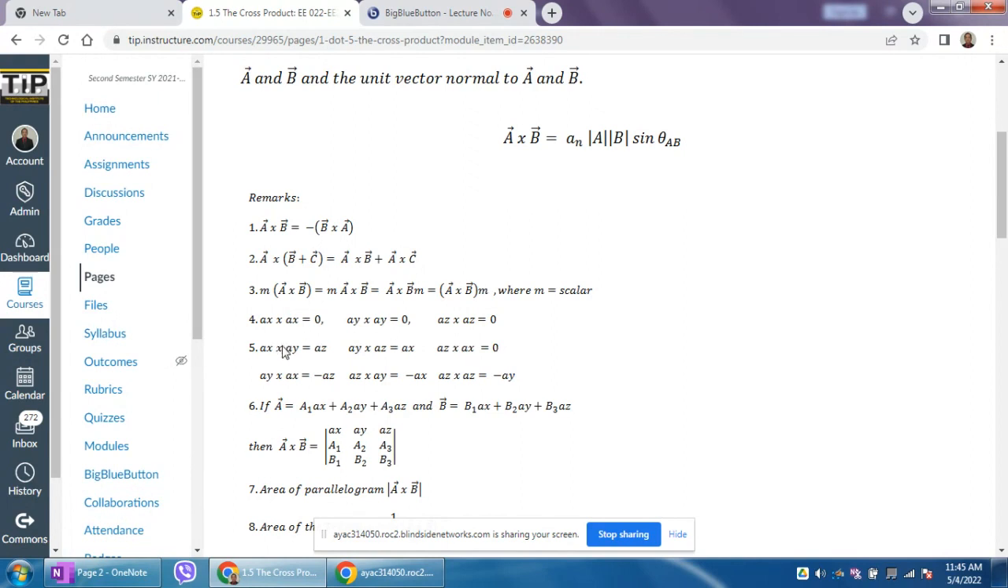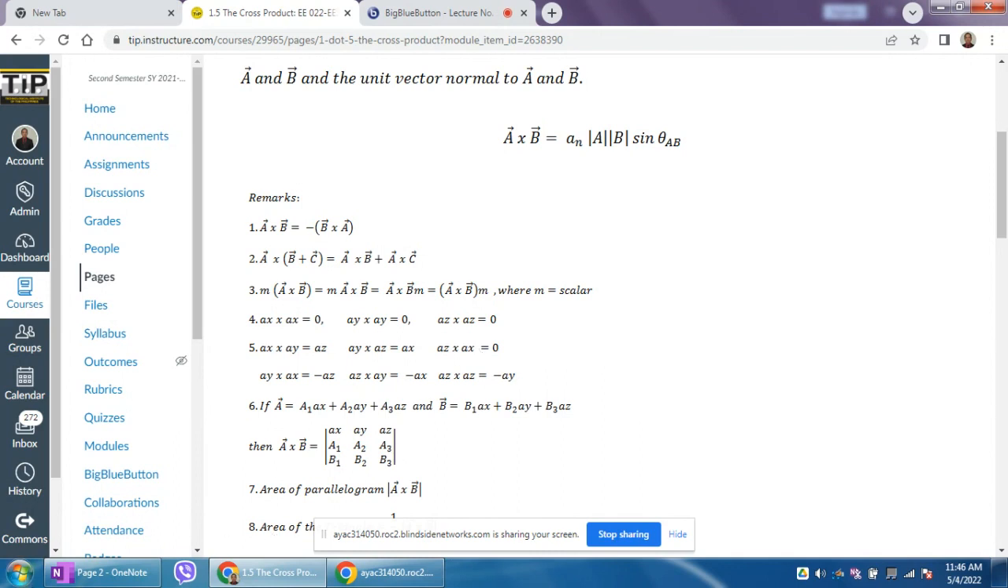Pag pinagbaligtad po ng posisyon, AY cross AX, negative AZ. Nagne-negative value. AZ cross AY, negative AX. AZ cross, nagkamali na naman. AX cross AZ po dapat ito, negative AY. Sorry po sa mga typo kaya lang po hindi ko ma-edit agad-agad dito kasi naka-picture po itong inilagay ko dito. Kaya lang, i-take note po natin yan.